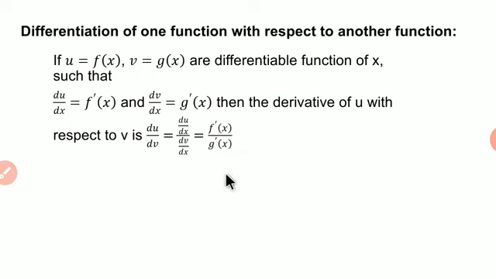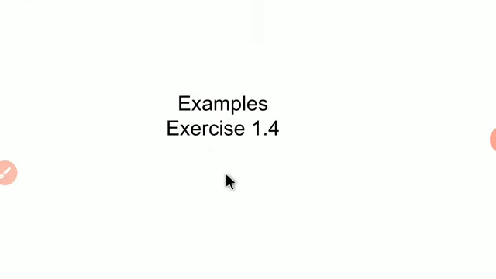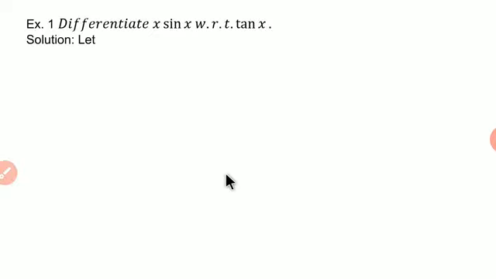So today, now we solve some examples on this topic from our exercise number 1.4. Example 1. Differentiate x sin x with respect to tan x. Here we have to differentiate the function x sin x with respect to the other function tan x.